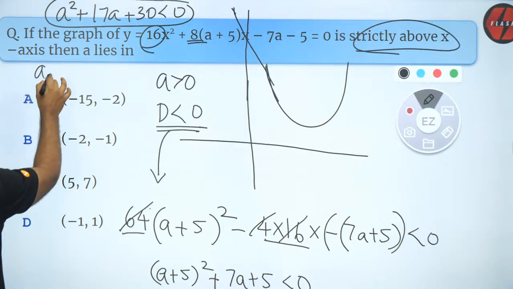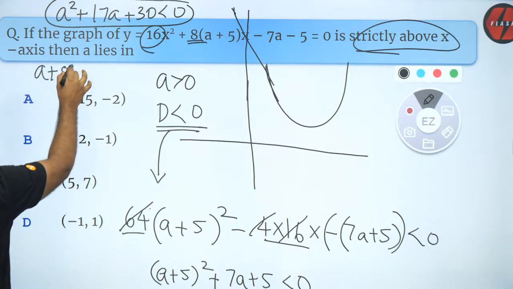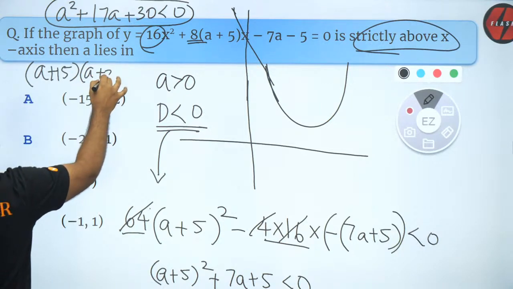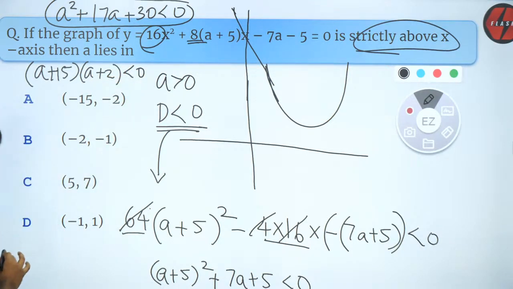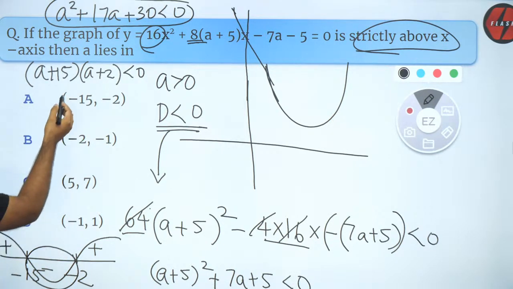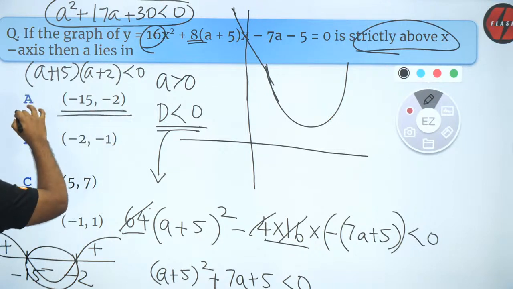You factorize it. Split the middle term. You can factorize it as (a plus 15) into (a plus 2) is less than 0. Then you draw the wavy curve. It is minus 15 and minus 2. It will be plus, minus and plus. So this region is what you want. Okay? So the answer is option A.